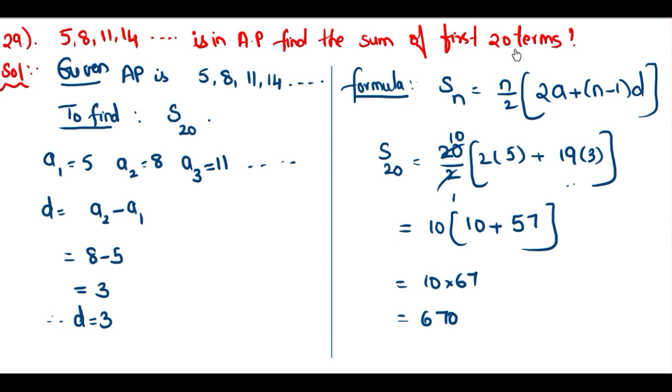Now sum of first 20 numbers, sum of n terms is nothing but, the formula is n by 2 into 2a plus n minus 1 into d. So how much is n? N is 20, S20 we need to find, right?